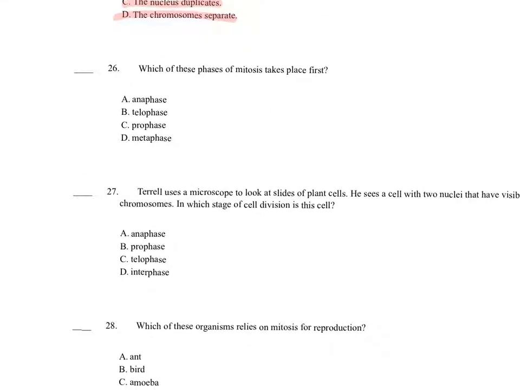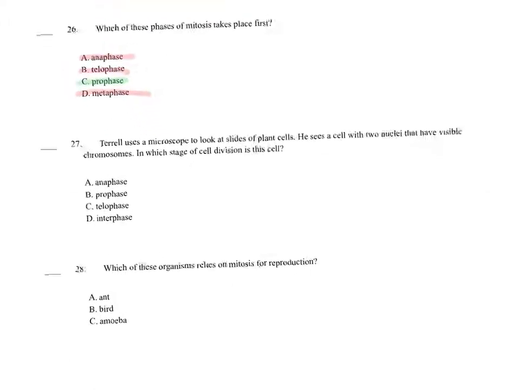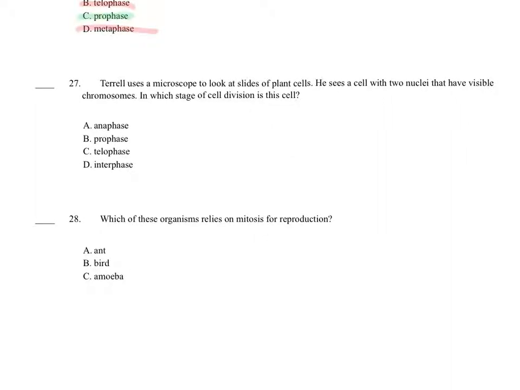Which of these phases of mitosis takes place first? C. That's an easy one. So then we got those easy ones down. Terrell uses a microscope to look at slides of plant cells. He sees cells with 2 nuclei. What phase is it in? It's in telophase.